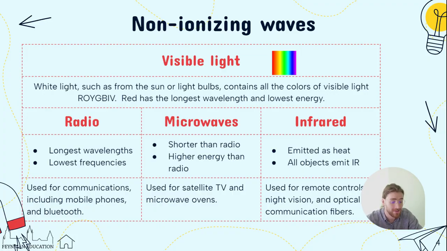Now infrared waves are emitted as heat. All objects emit infrared. I think we did that in a previous lesson as well. So anything is going to be emitting infrared rays, even if it's super cold, it's still emitting something. This is used in remote controls, night vision, and optical communication fibers.